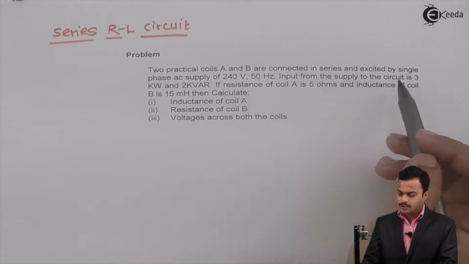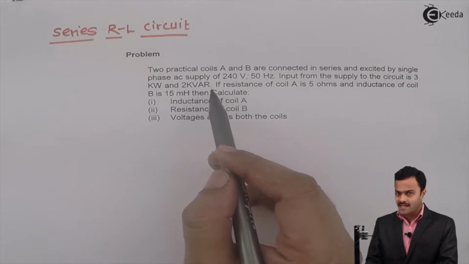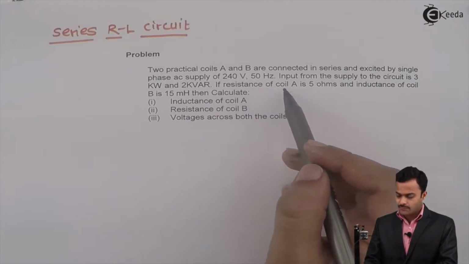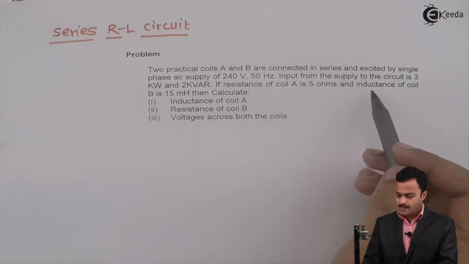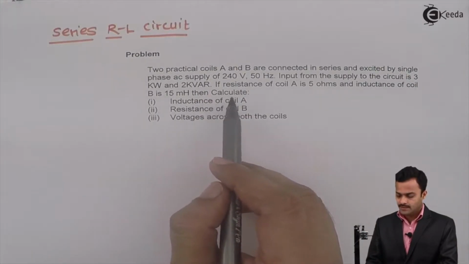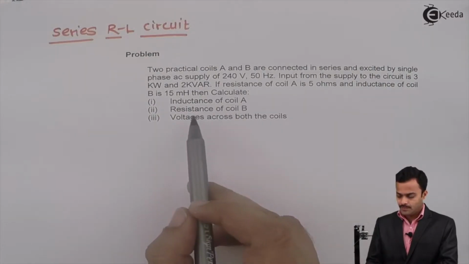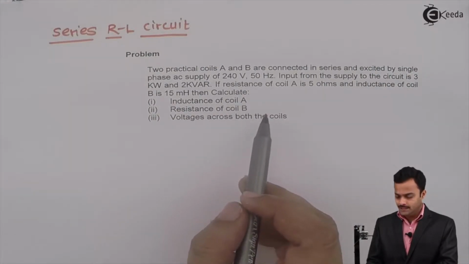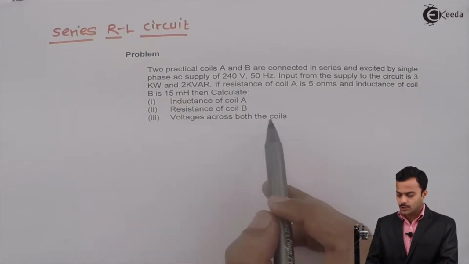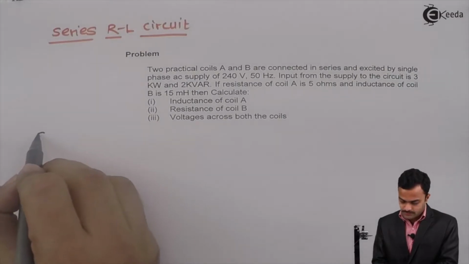Input from the supply to the circuit is 3 kilowatt and 2 kVAR. If resistance of coil A is 5 ohms and inductance of coil B is 15 millihenry, then calculate inductance of coil A, resistance of coil B and voltages across both the coils. So let's solve.